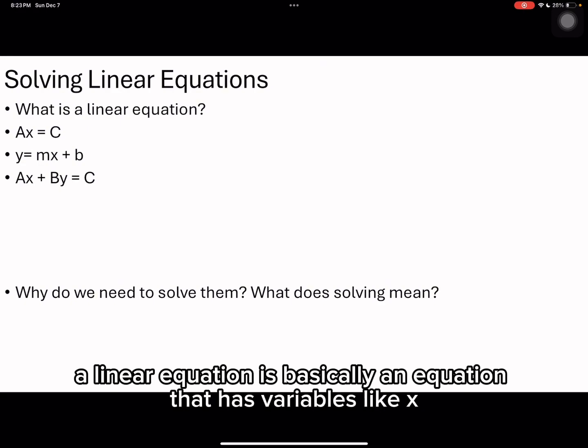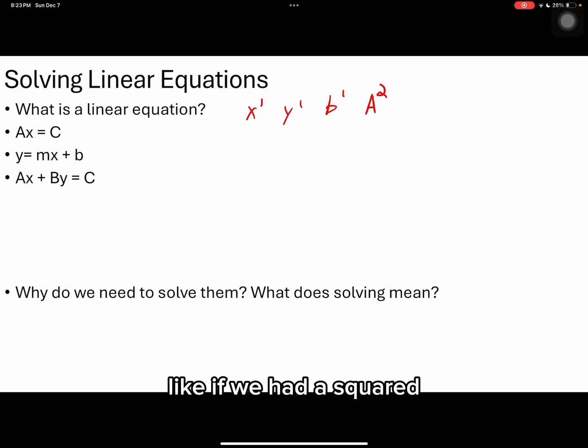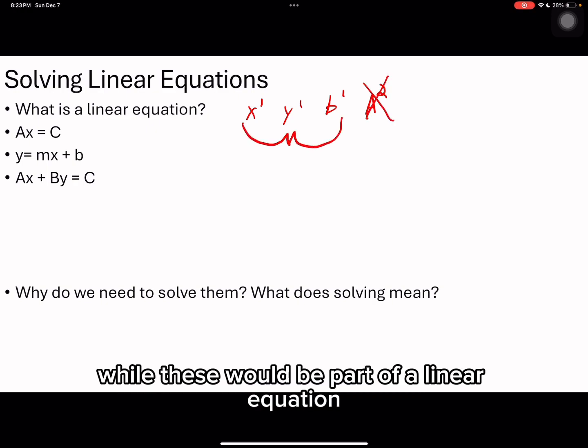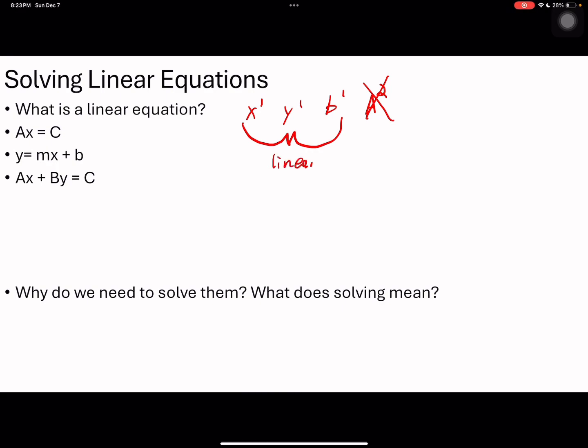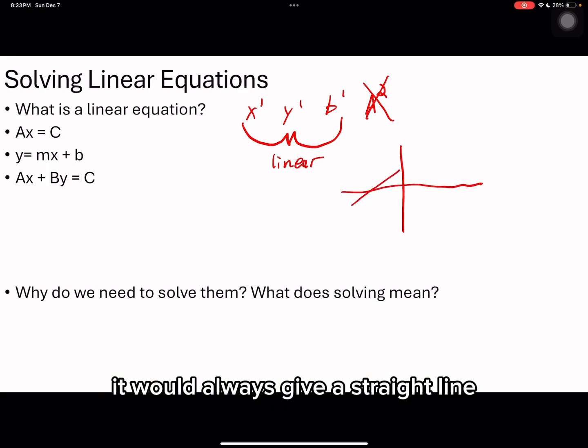So a linear equation is basically an equation that has variables like x, y, b, or a, where all of the exponents are 1. So for example, if we had a squared, this wouldn't be a linear equation, while these would be part of a linear equation. And also any linear equation, if you were to graph it, which isn't in this video, but it'll be in another one, would always give a straight line.